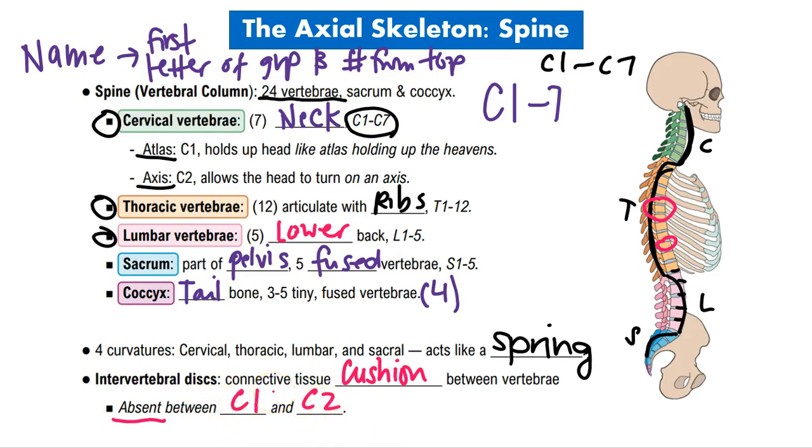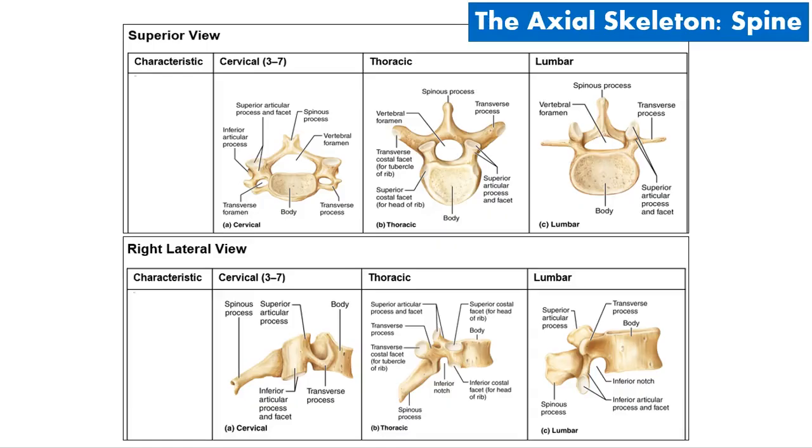Okay, folks? Let's go ahead and move on into looking at the bones of the cervical, thoracic, and lumbar spine. Now, one thing that's going to make it easier is by categorizing these and making sure we focus on 3 pieces of information from each of these different types of vertebral bones. First is going to be the body.